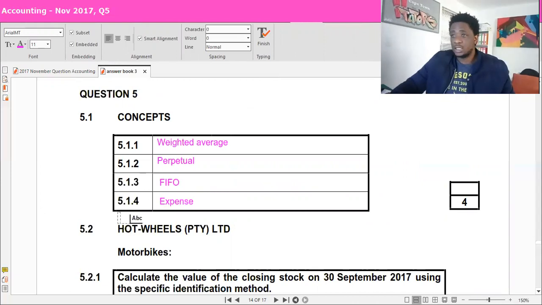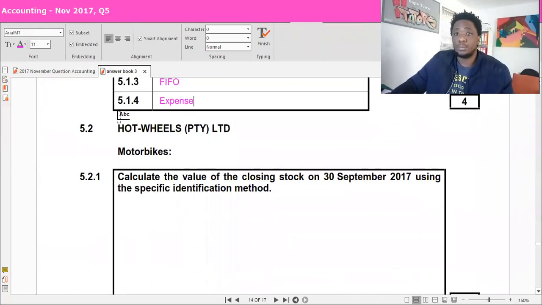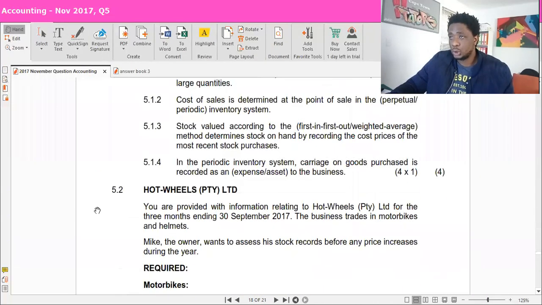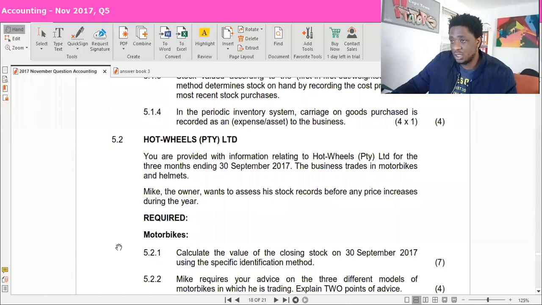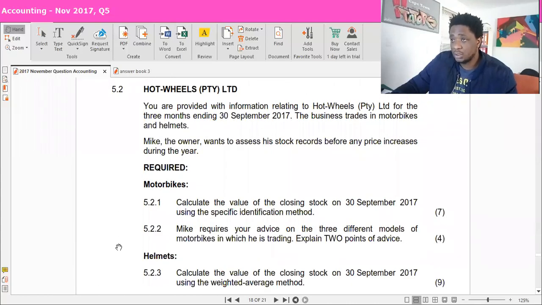All right. So let us move into questions that are a bit more calculating in terms of the value of inventory. So 5.2, we have a business here which is called Hot Wells Pty Ltd. So this is a private company. You are provided with information relating to Hot Wells Limited for the 3 months ending 30th of September 2017. The business trades in motorbikes and helmets. Mike, the owner, wants to assess his stock records before any price increases during the year. All right. So required. So we're going to start answering with motorbikes and then move on to helmets.